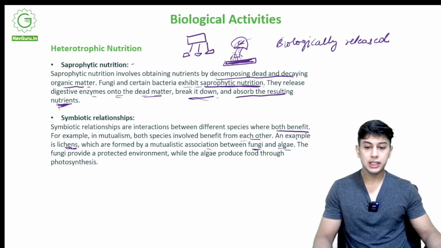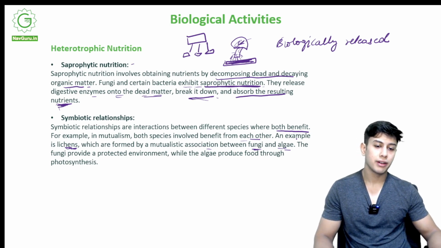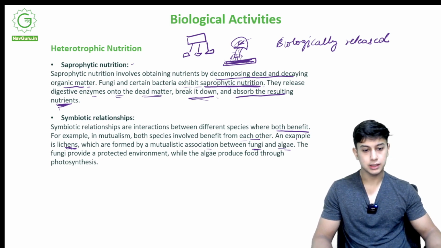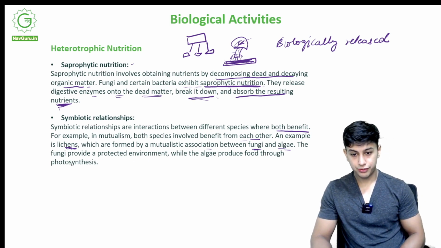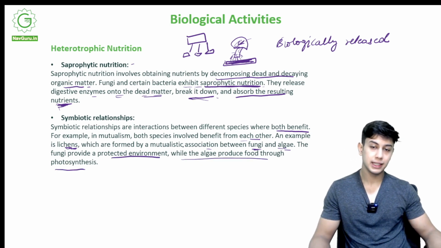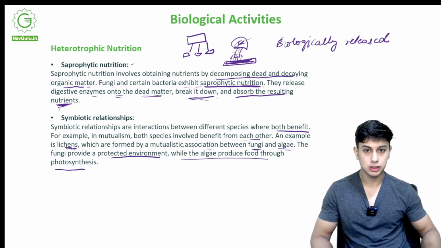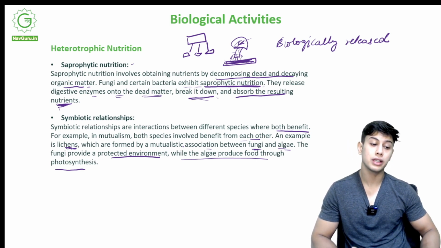Lichens are formed by their symbiosis. The algae does photosynthesis and gives it food, and the fungi just grows and gives it protection. So the fungi provides a protected environment while the algae produces food through photosynthesis. So algae is giving it food and fungus is protecting it. This is a symbiosis. We see this between organisms, and these are just microorganisms. We see it on a different level as well.